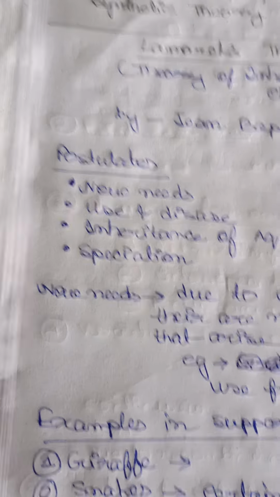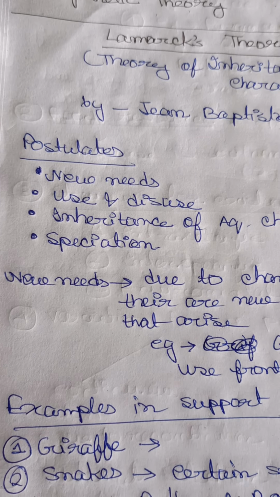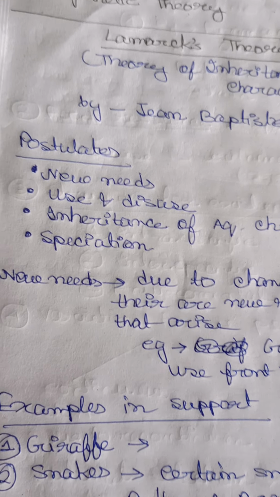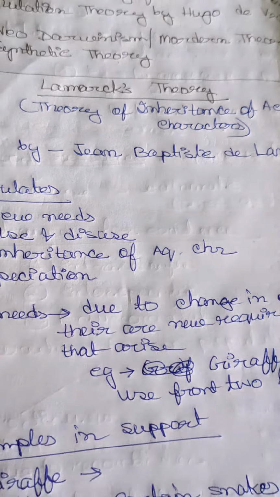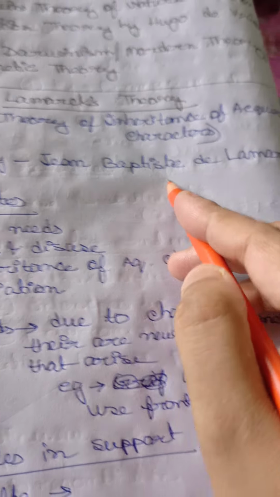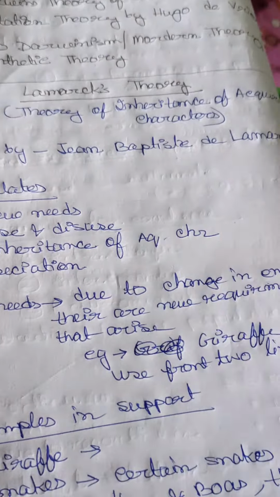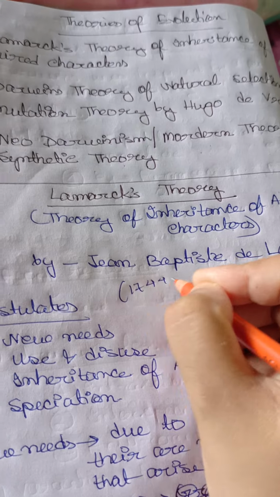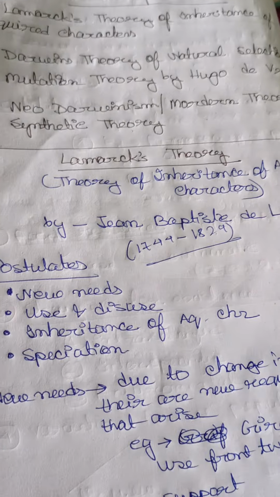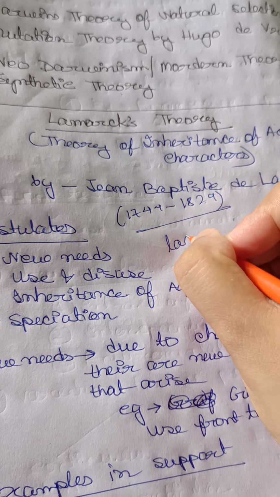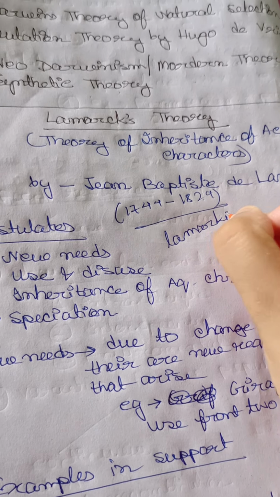The first attempt to explain the origin of species and their adaptation to the environment was done by the French naturalist whose full name is Jean-Baptiste de Lamarck. He gave the first theory of evolution, known as Lamarckism, and the theory is also known as Lamarckism.